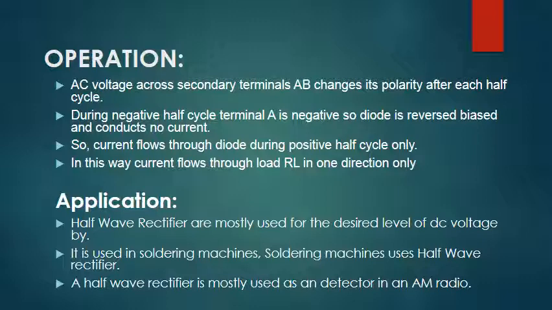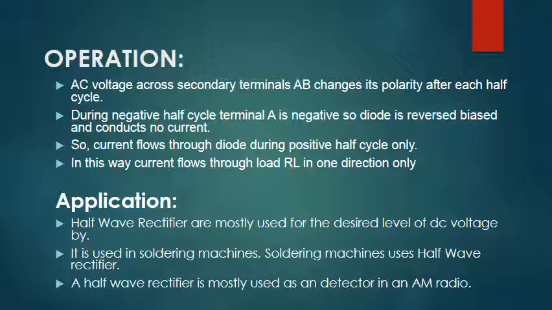Operation and application. Basically, in half-wave rectification, the AC voltage across the secondary terminals AB changes polarities after each cycle. During the negative half cycle, terminal A is negative, so the diode is reverse biased and conducts no current. So current flows through the diode during the positive half cycle only. In this way, current flows through the load RL in one direction.